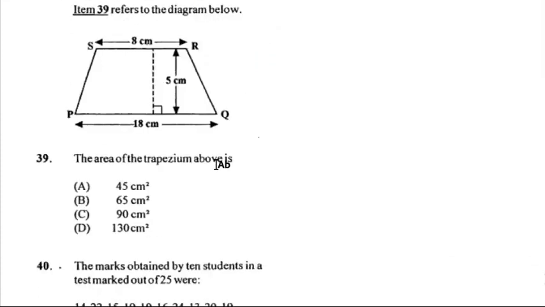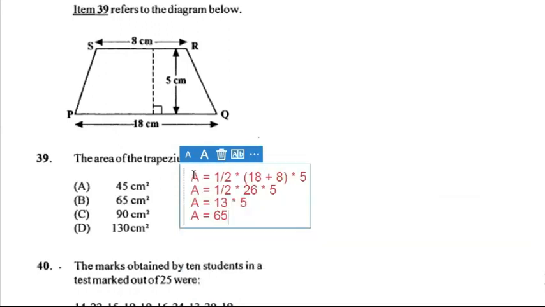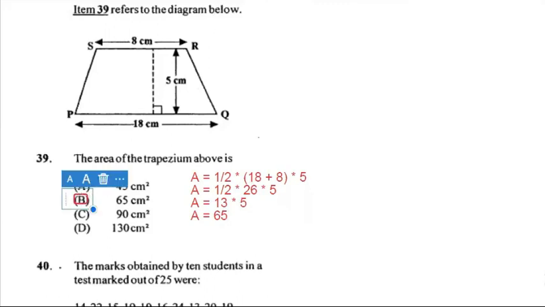39. The area of the trapezium is... So if you remember the formula for trapezium, it is half AB multiplied by height, where A and B are the parallel sides of the trapezium, in this case 18 and 8. So it is equal to half AB multiplied by height, which is 18 plus 8, and that gives us 26. So it is half times 26 times 5. Half of 26 is 13, so it becomes 13 multiplied by 5, and 13 multiplied by 5 gives us 65 centimeters squared. So our answer for 39 is B.